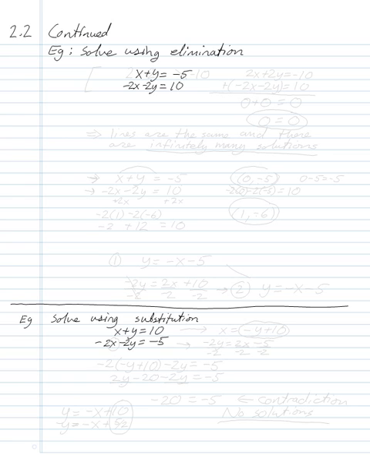If we encounter something like that, then we would infer that these lines were parallel and distinct from each other. They're different lines that never cross. There is no solution to be found from that system.